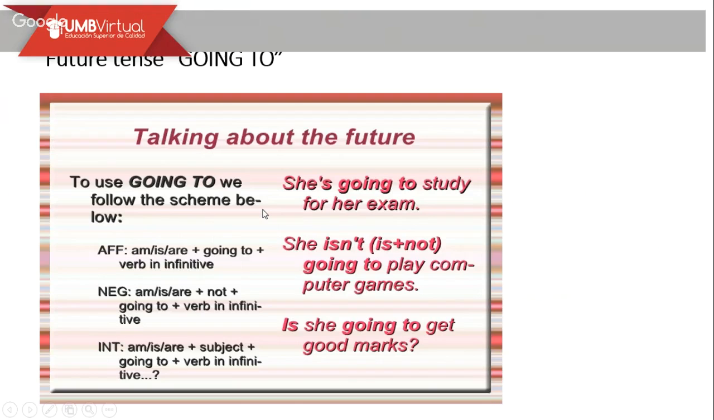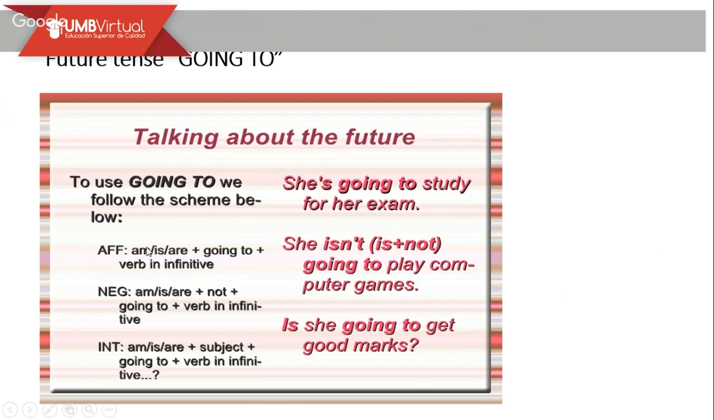Entonces, teniendo en cuenta ya las aplicaciones del presente continuo, que sabemos que las utilizamos con tres intenciones, ahora vamos a pasar a ver el going to como futuro, okay? When we use going to, we talk about the future where there is certainty or maybe not, or there are some plans that we have arranged before. So she's going to study for her exam. It is a plan, an action that she is going to do later.